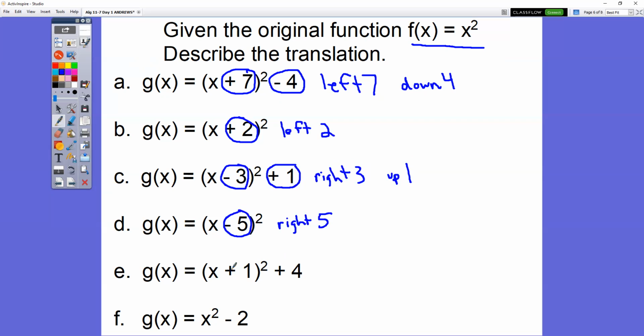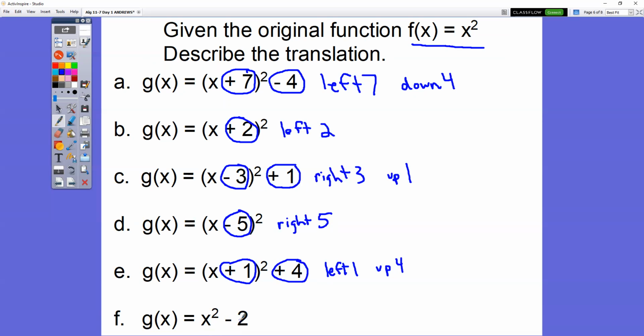This is another combination one. We have a +1 just to the x, and we have a +4. That +1 just to the x makes it go left 1. And the +4 means that we're going up 4.